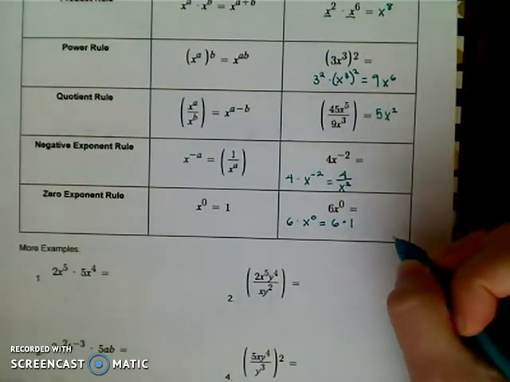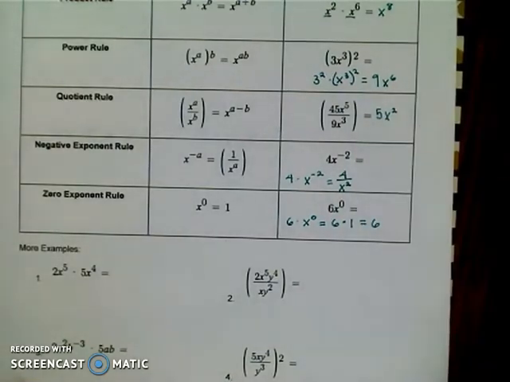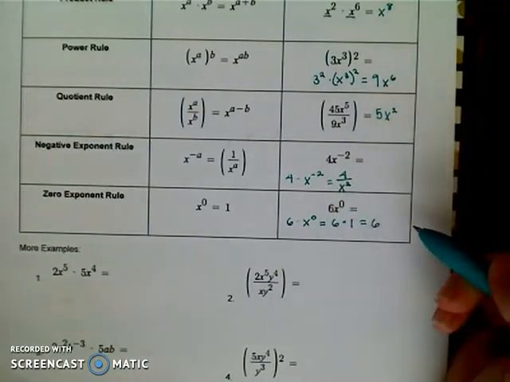And then I just need to keep simplifying. What's 6 times 1? 6. Therefore, I've completely simplified that expression. All right?